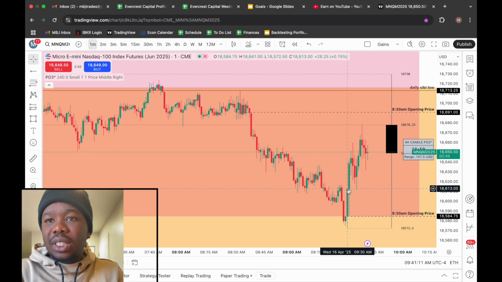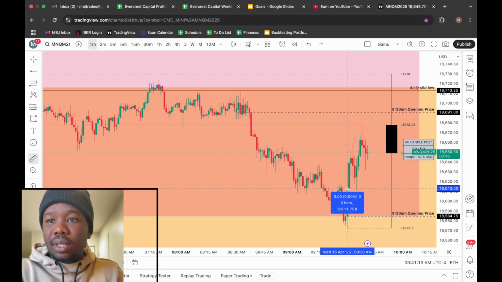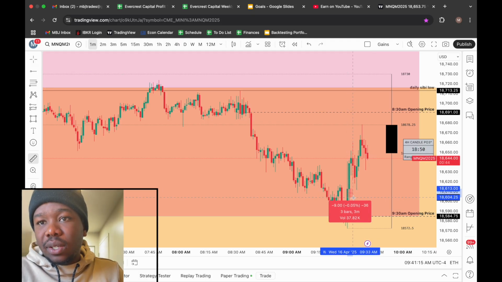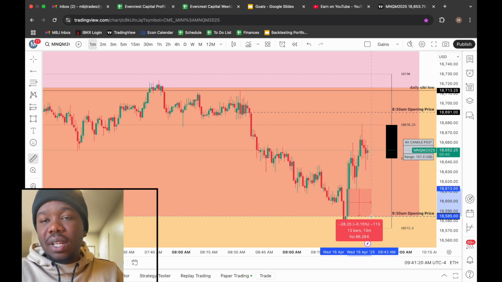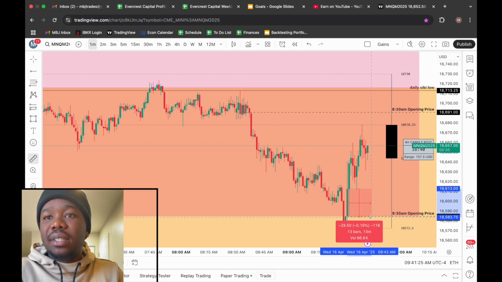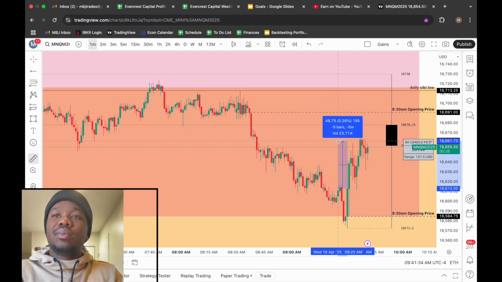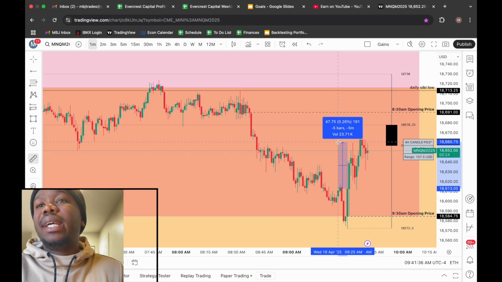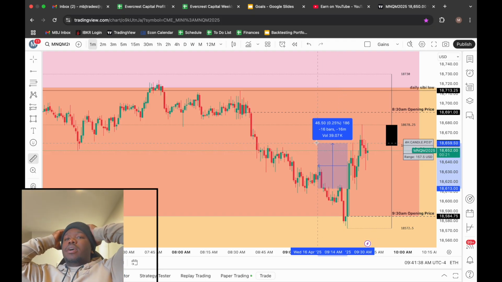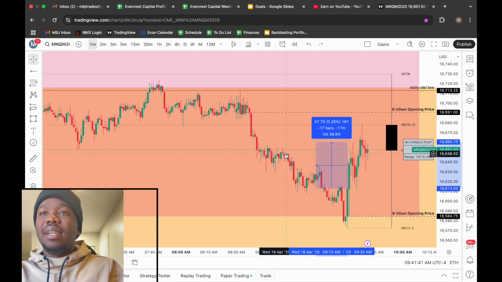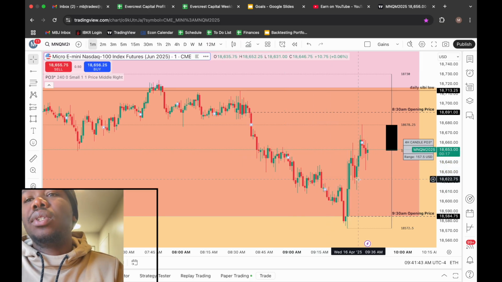But look at this wick. That's a 113 tick wick right there. You feel me? And not even that, look at the ranges on these candles, man. Look at the ranges on these candles, just for them to wick. So it's not a smart idea to get in now. Just want to let the market give you an idea of what it wants to do first.